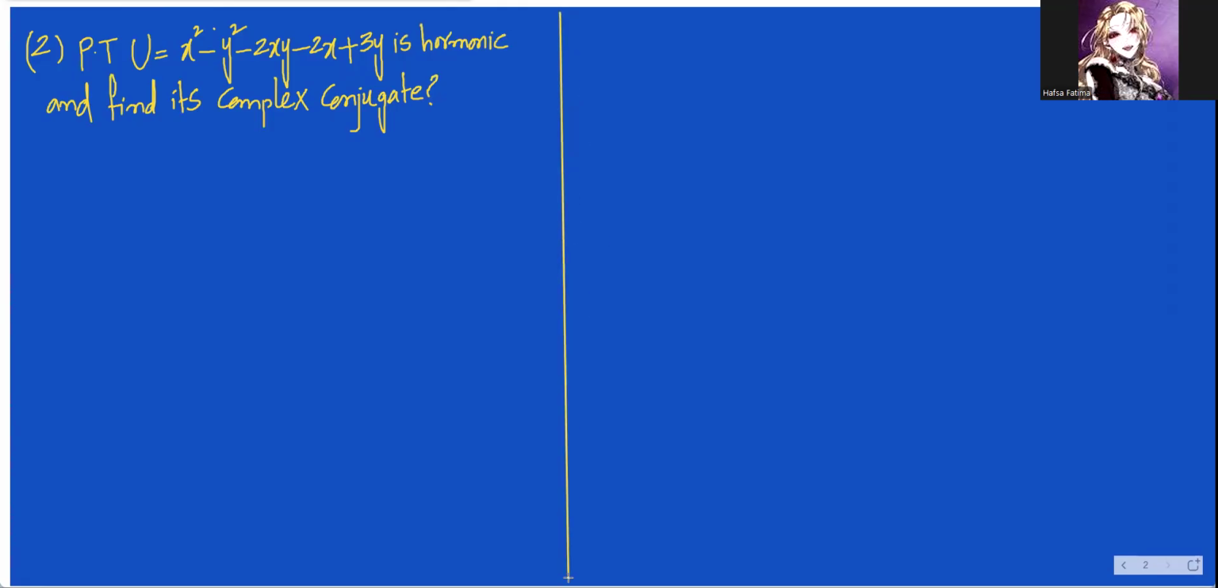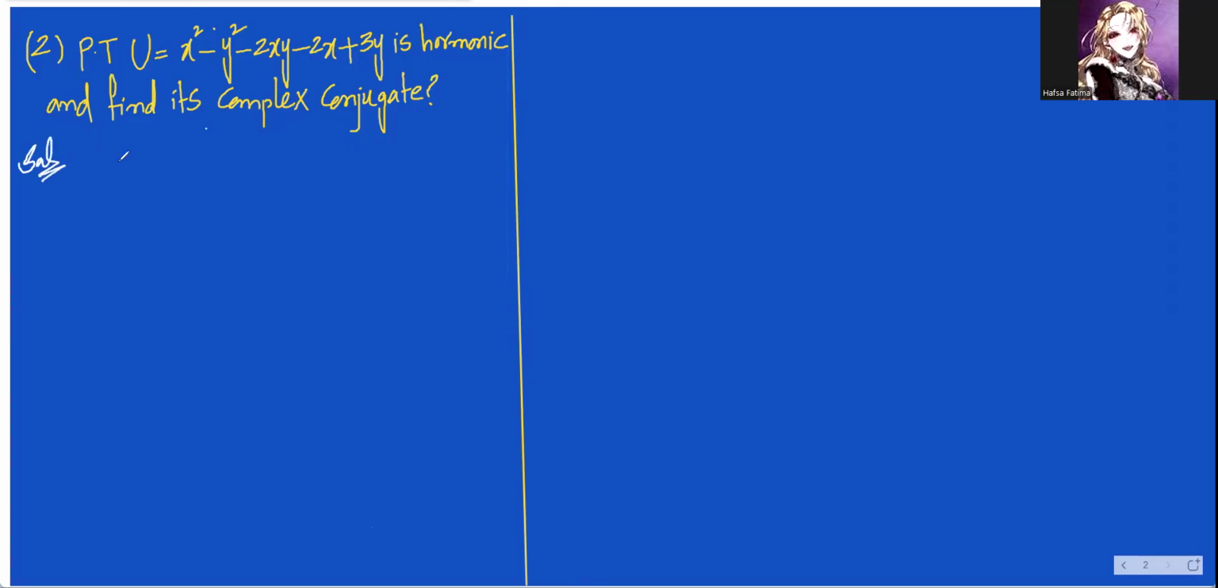Same story will work here. First, I can prove that it is harmonic. And using the harmonic function, I can easily find its complex conjugate. So, solution: u is equal to, we have given, x square minus y square minus 2xy minus 2x plus 3.